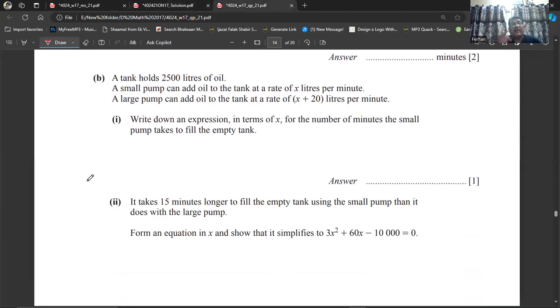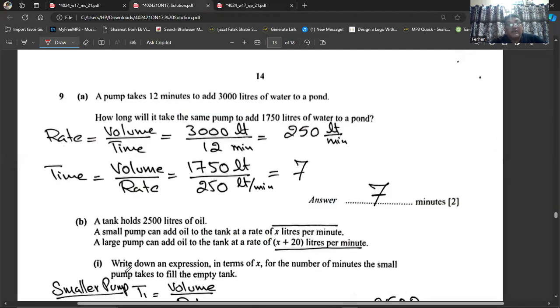Question number 9B. A tank holds 2,500 liters of oil. A small pump can add oil to the tank at a rate of x liters per minute. A large pump can add oil into the tank at a rate of x plus 20 liters per minute. Write down, in terms of x, the number of minutes the small pump takes to fill the empty tank.